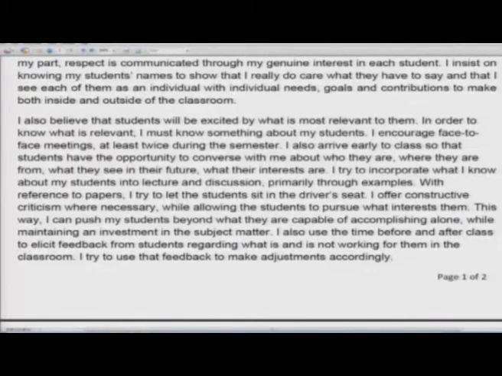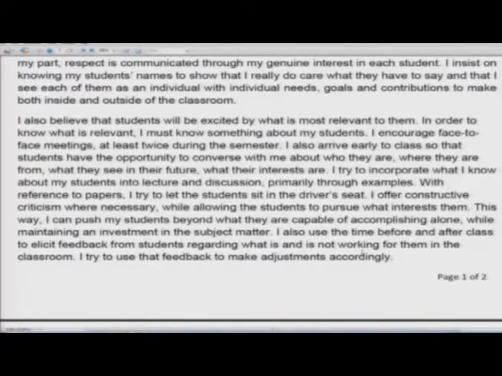With reference to papers, I try to let the students sit in the driver's seat. I offer constructive criticism where necessary, while allowing the students to pursue what interests them. This way, I can push my students beyond what they are capable of accomplishing alone, while maintaining an investment in the subject matter. I also use the time before and after class to elicit feedback from students regarding what is and is not working for them in the classroom.